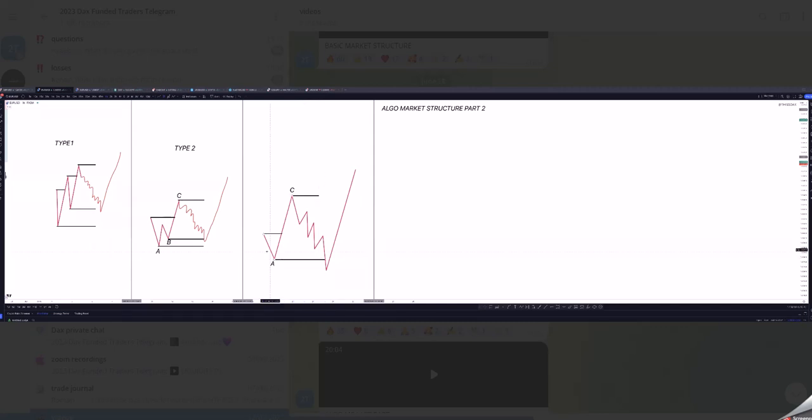You don't want to be caught trying to buy from here. You don't want to be the trap. The basic market structure will tell us to buy from here, but the algo will tell us that this is going to be a trap because there is no B like this or like this here. We had type 1 and type 2, but in this scenario, there is no B here. So that automatically means this low will be taken out. You expect this low to be taken out automatically.